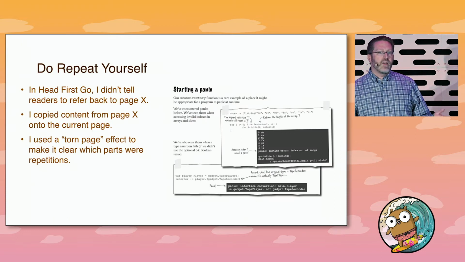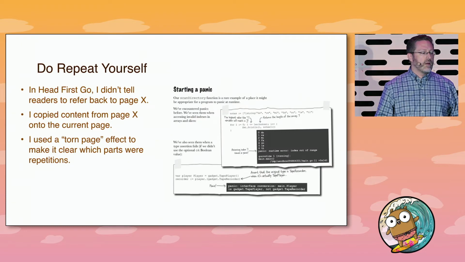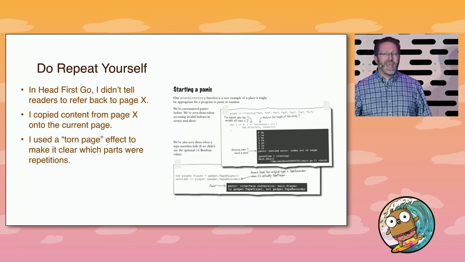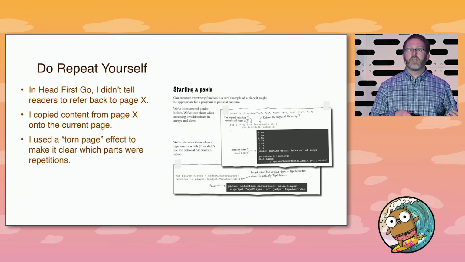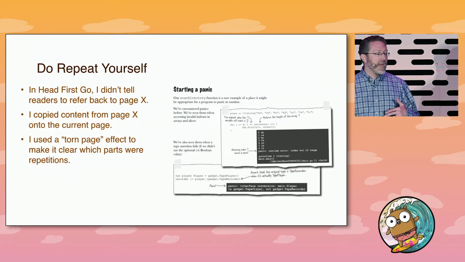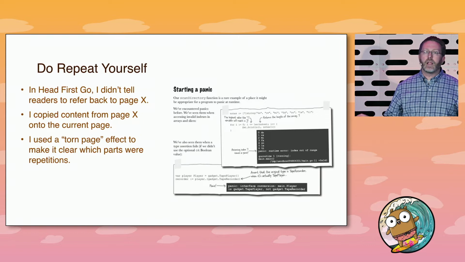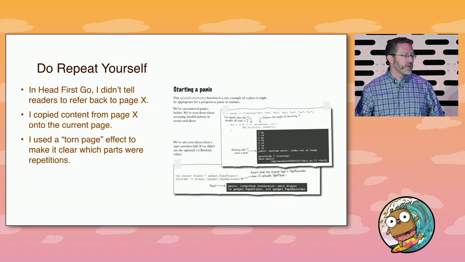My mantra that I developed in this regard is do repeat yourself. In Head First Go, for example, I didn't tell readers to refer back to page X. I copied content from page X onto the current page. I did this often enough that I wound up coming up with a torn page effect to make it clear which portions of the page were repetitions.